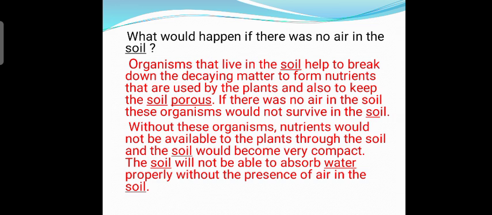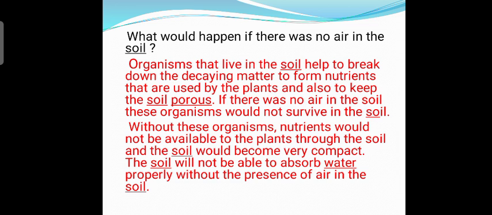What would happen if there was no air in the soil? Organisms that live in the soil help to break down the decaying matter to form nutrients that are used by the plants and also to keep the soil porous. Now, what is the meaning of porous? Porous is something which has pores or holes. If there was no air in the soil, these organisms would not survive in the soil. Without these organisms, nutrients would not be available to the plants through the soil and the soil would become very compact.